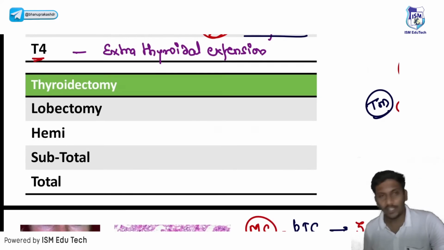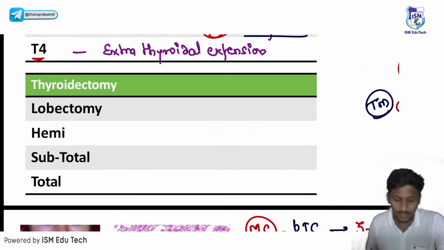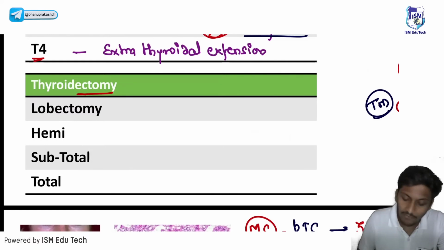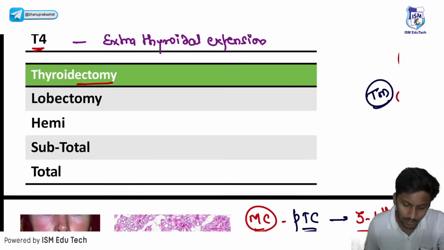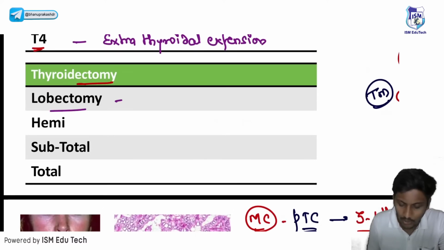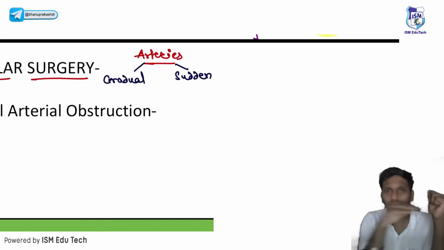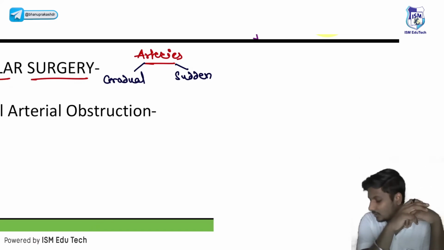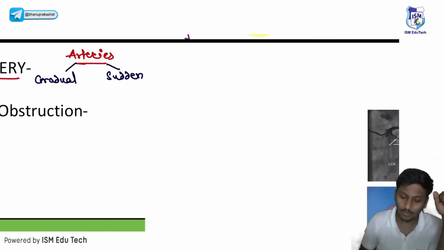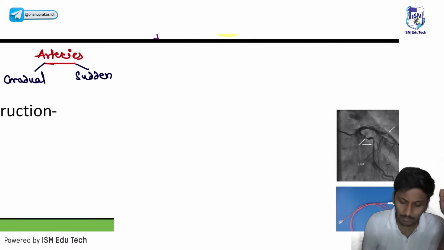Thyroidectomy remains the standard treatment for thyroid cancer, and it can involve various surgical approaches, including lobectomy and total thyroidectomy. Familiarity with these options is crucial for effective management. Sudden arterial obstruction can lead to immediate complications such as gangrene. Understanding the distinctions between gradual and sudden obstructions is vital for accurate diagnosis and timely treatment.